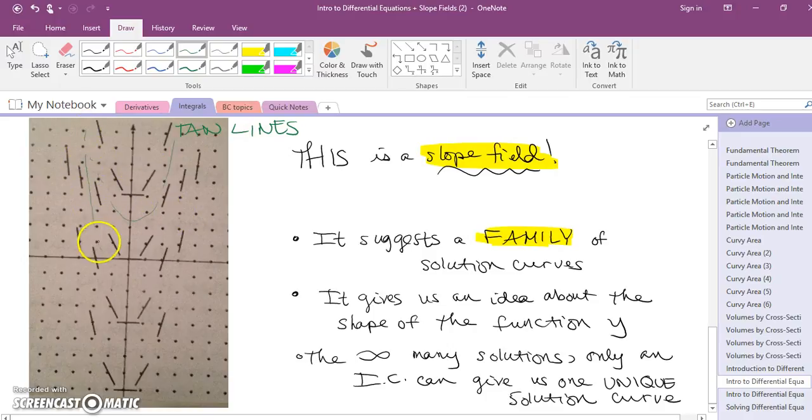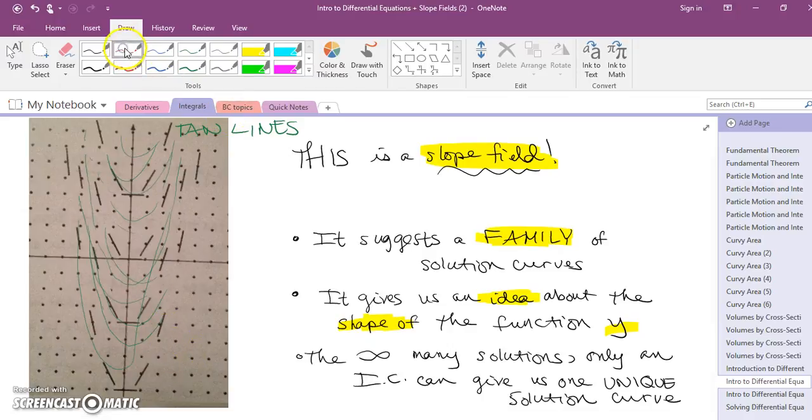So you can see they're tilting down, they flatten out, they tilt up. So slope fields help you visualize what a function looks like based off of derivative values. So again, it gives us an idea about the shape of a function y. And when you look at a slope field, an important thing to realize is you have infinitely many solutions. A slope field tells you the general shape, but there are infinitely many parabolas that could be fitting in here.